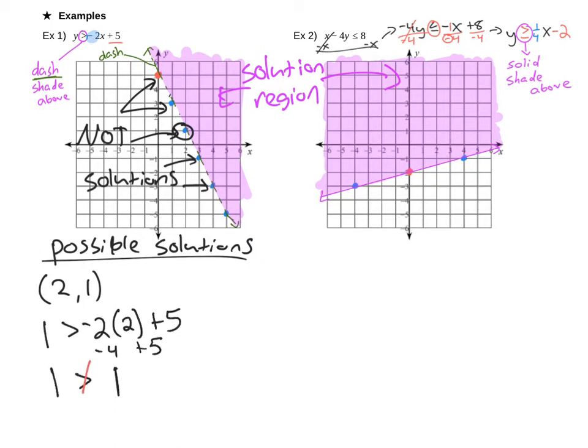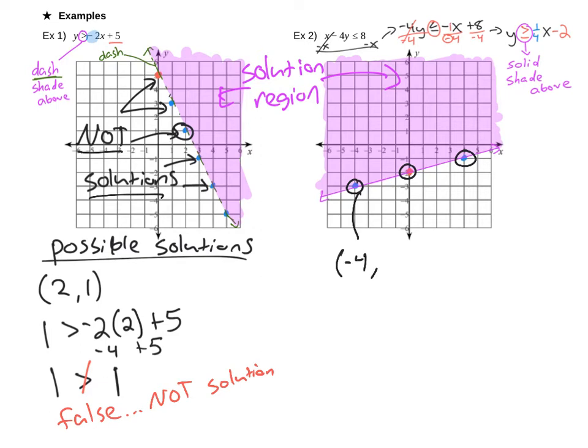This is why we don't include the points on the dashed line, because they make these almost true inequalities. This is false. Not a solution. So anytime the points are on the dashed line, like we wrote above, they are not solutions. But these ones over here are solutions. They're exact solutions.